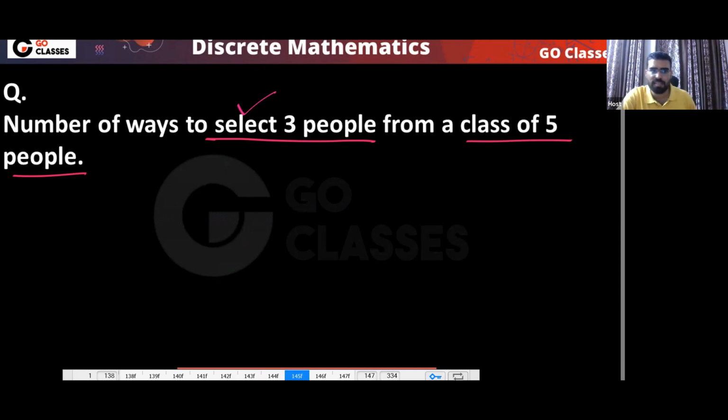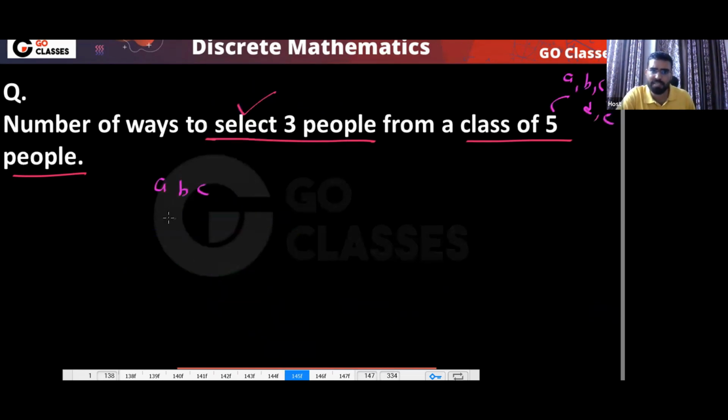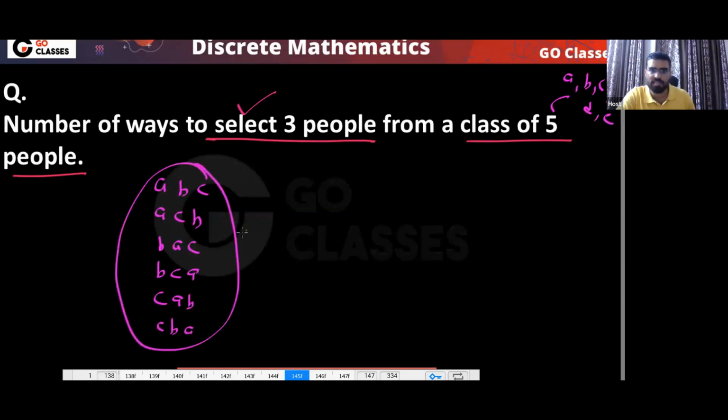Now you can notice that 3 things will act like 1. Let's assume these 5 people are A, B, C, D, E. Now these arrangements: ABC, ACB, BAC, BCA, CAB, CBA. Do they matter? Are they same or different? They are the same because we want to select, so they are all the same as ABC.